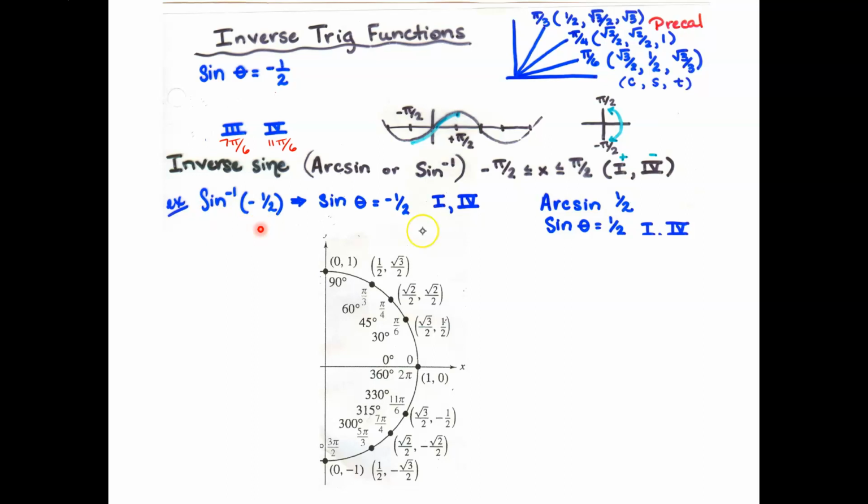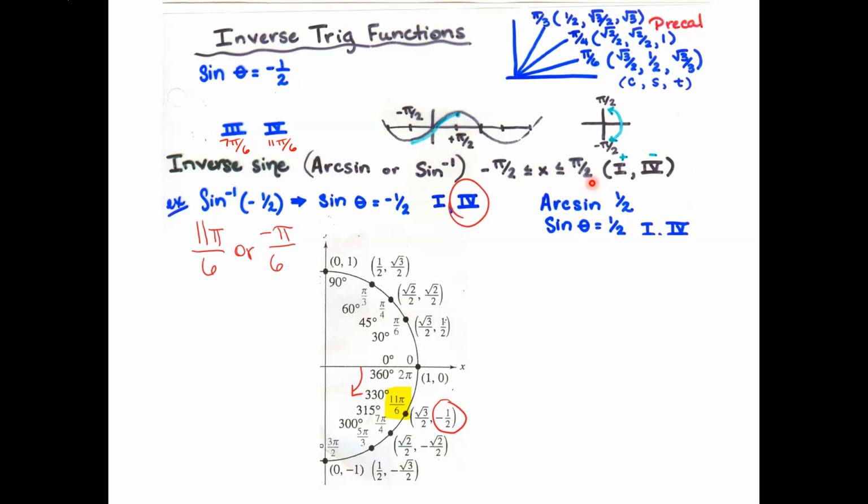Okay, so as we said, because this is negative, I have to be in the fourth quadrant. So I'm going to look in the fourth quadrant and I'm going to see where my sine value is -1/2. And of course, that is at 11 pi over 6. But if you look at the domain, -pi/2 to +pi/2, is 11 pi over 6 in that domain?